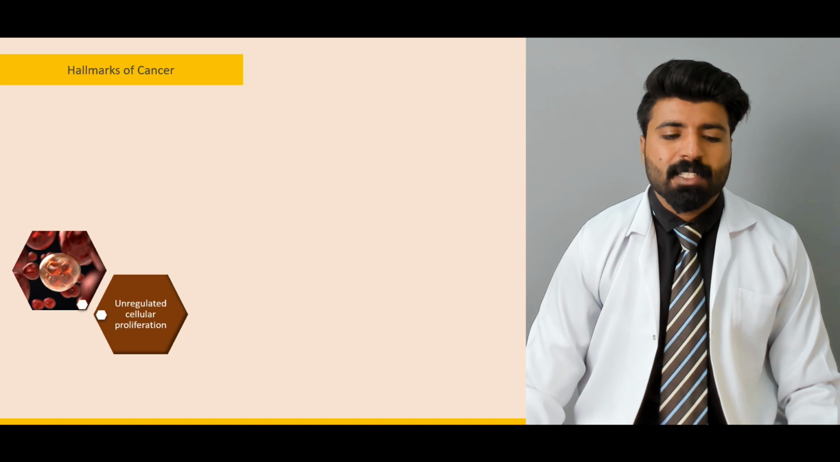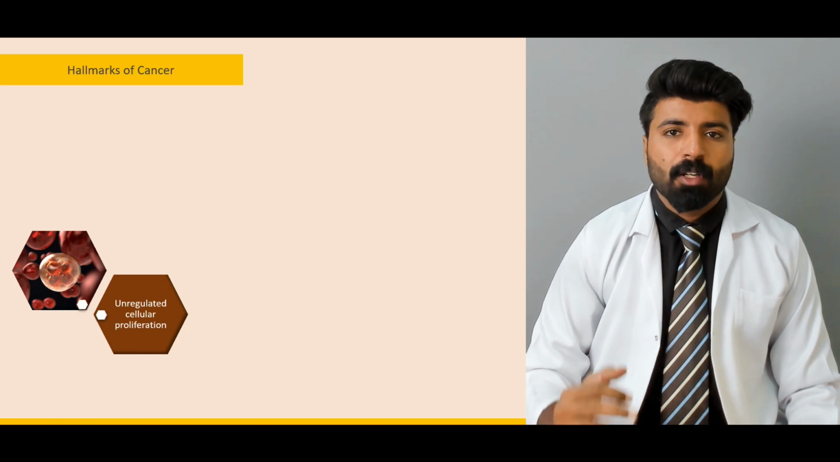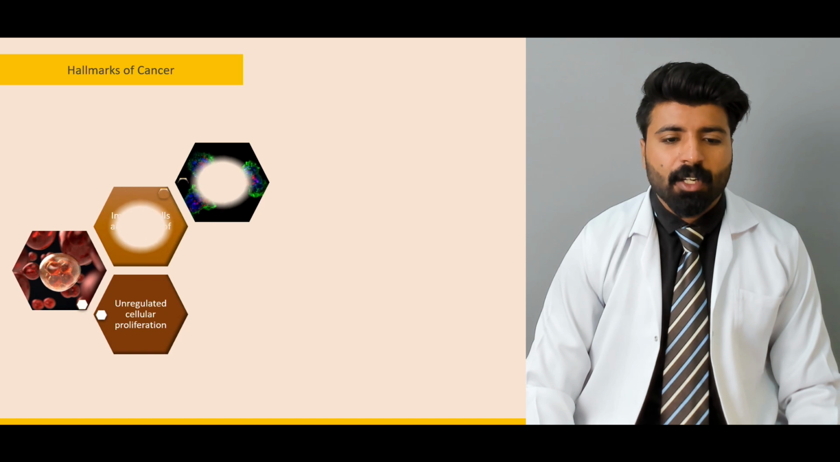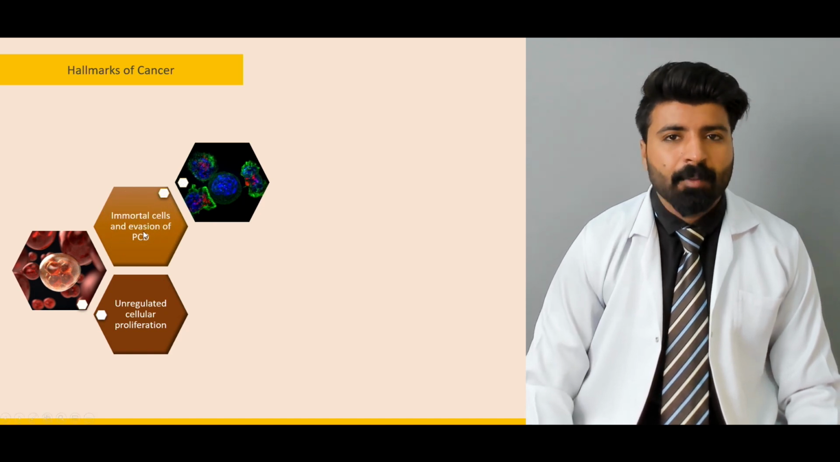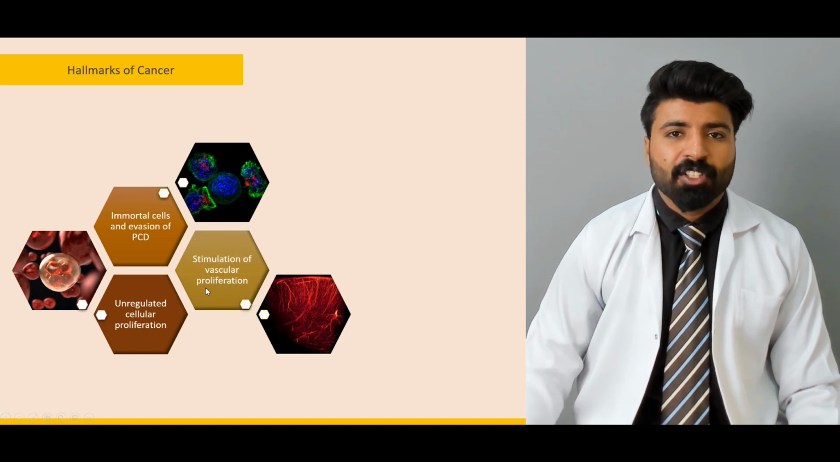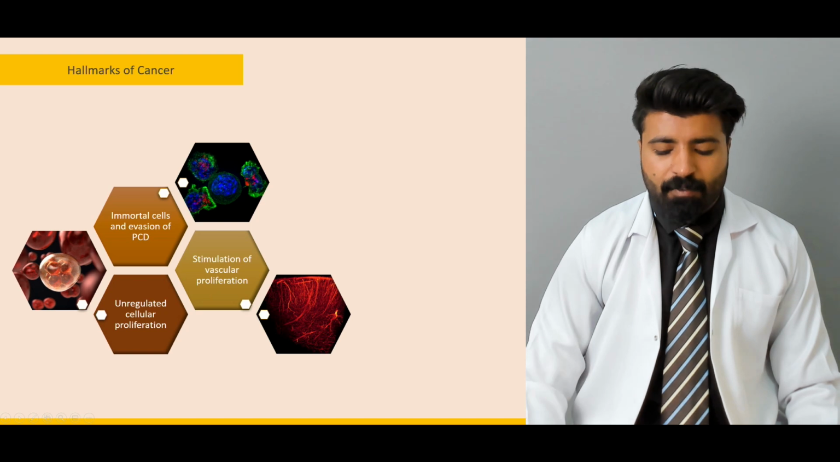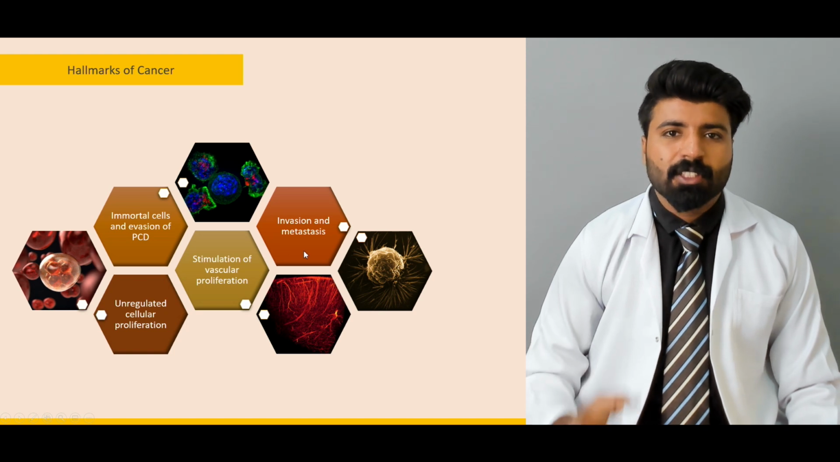What are the hallmarks of cancer? Unregulated cellular proliferation. In the introductory lecture of neoplasia, we talked about the hallmarks of cancer. It's always going to be unregulated. It's always going to be immortal cells and evasion of PCD. And it's always going to be stimulation of vascular proliferation. It's going to affect the vascular levels, and it's going to invade and metastasize inside your body. So these are the hallmarks of cancer.